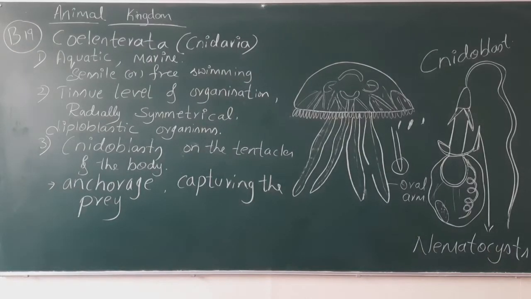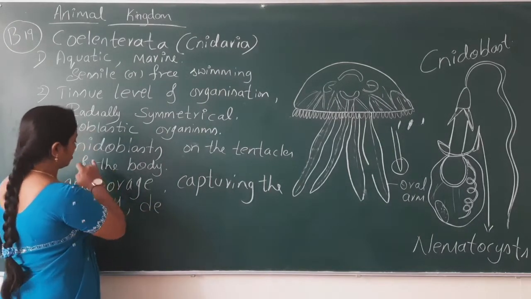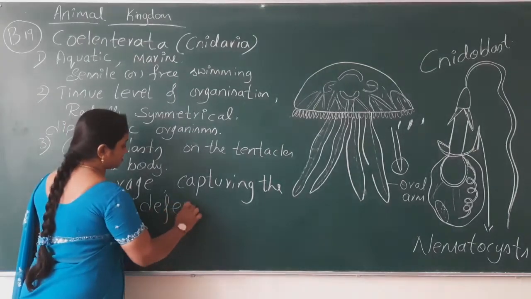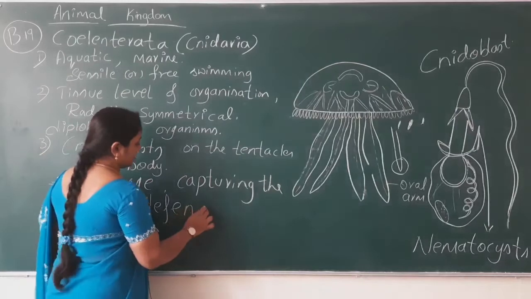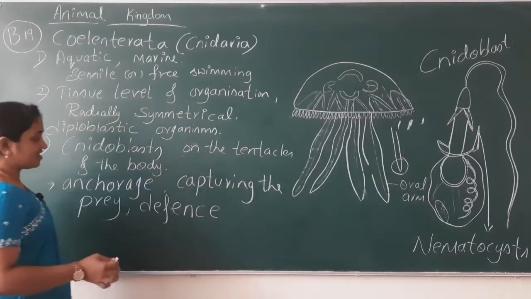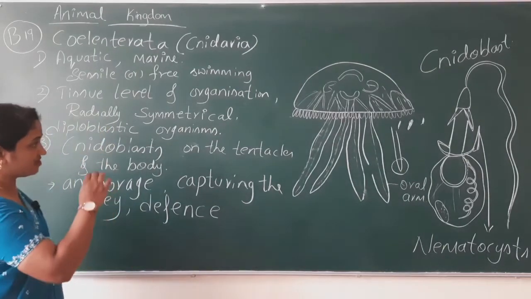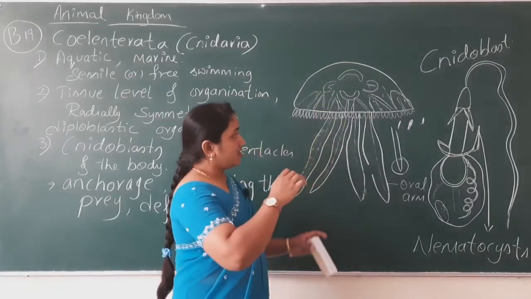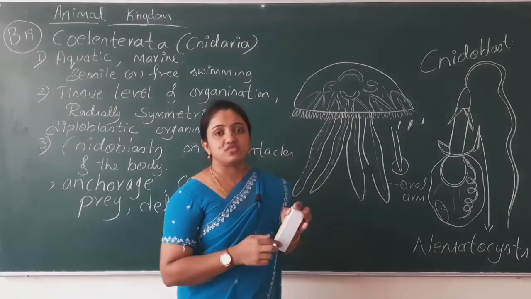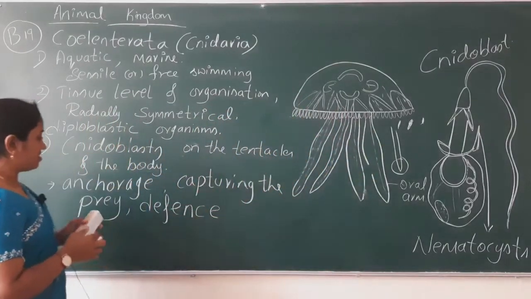Now next, one more is there. Let me write the function of Nidoblast. One more function: it also uses its Nidoblast for self defense. If any animal is coming to capture this animal, it uses its nematocysts or whip-like structure to escape from that animal.